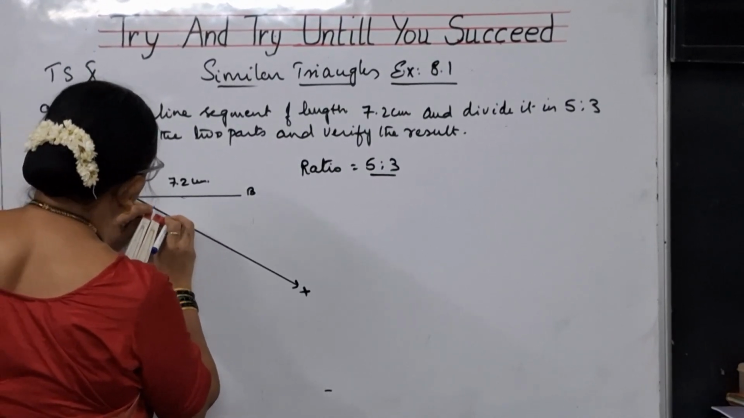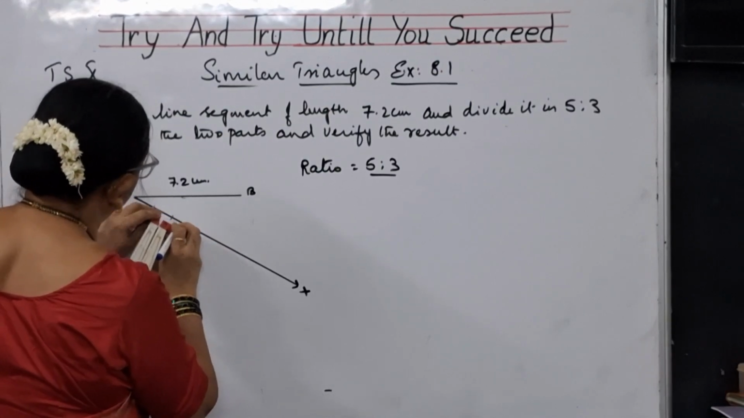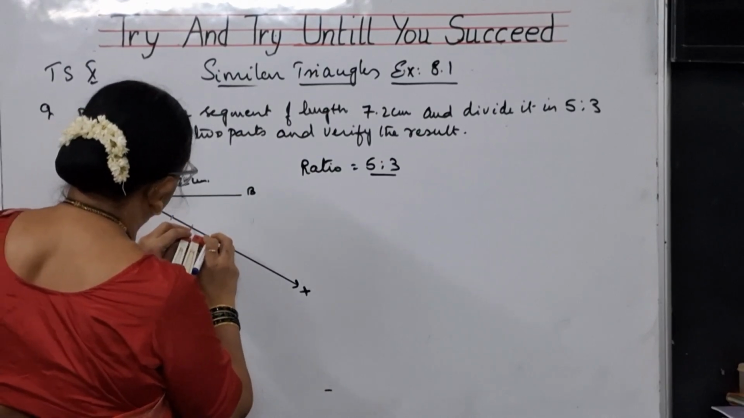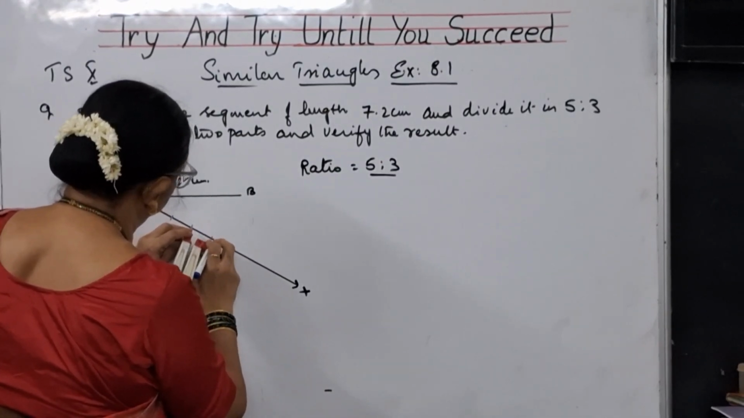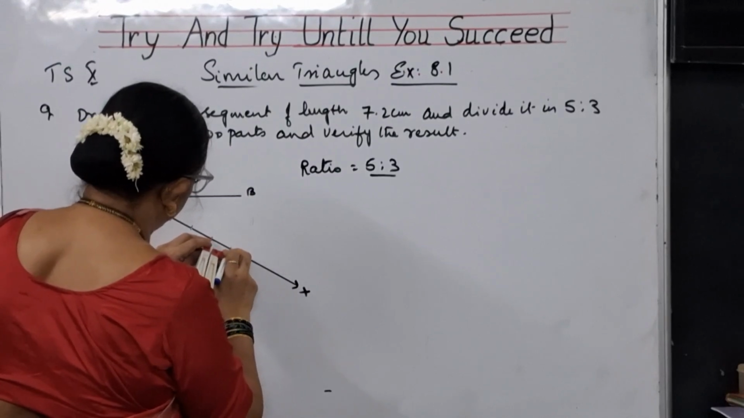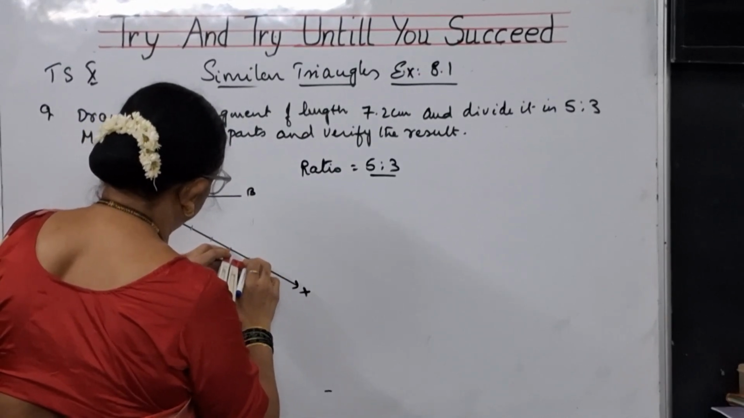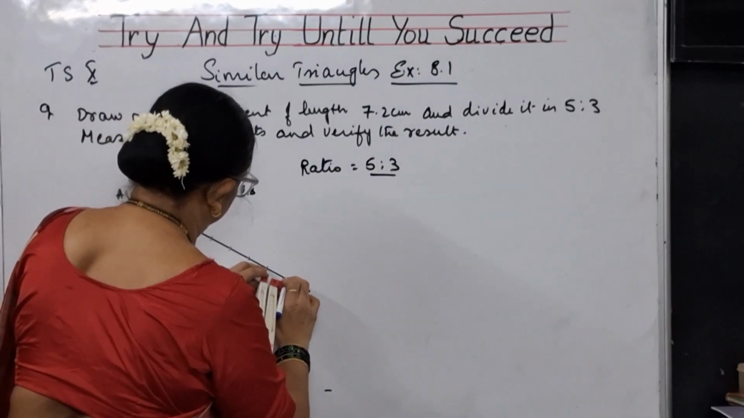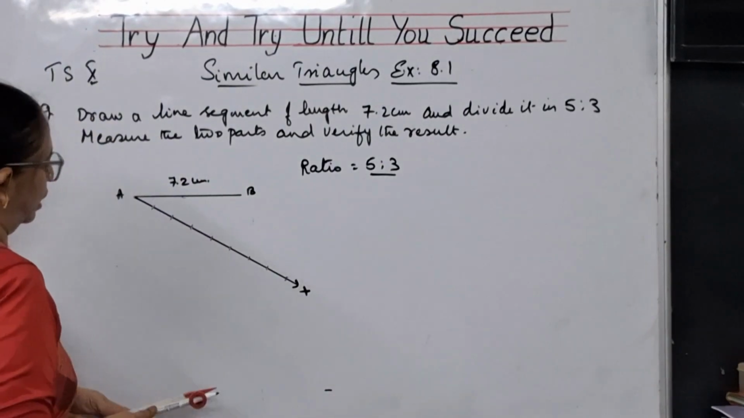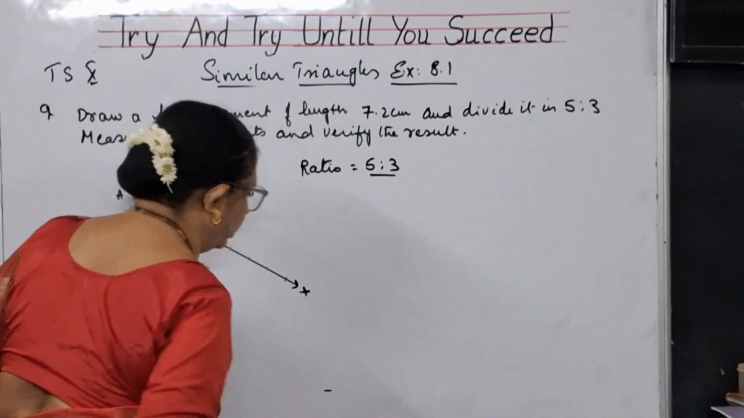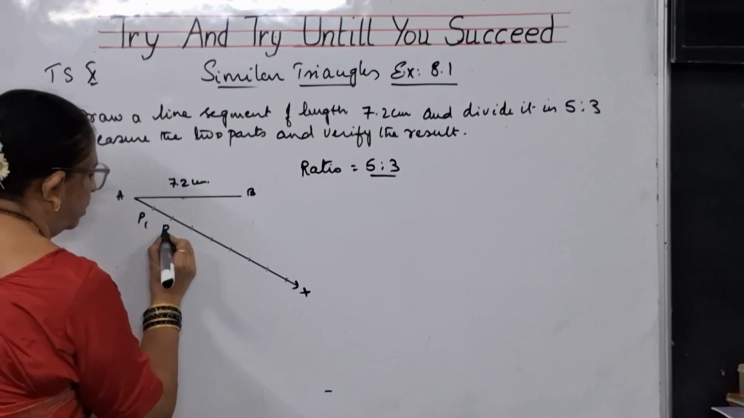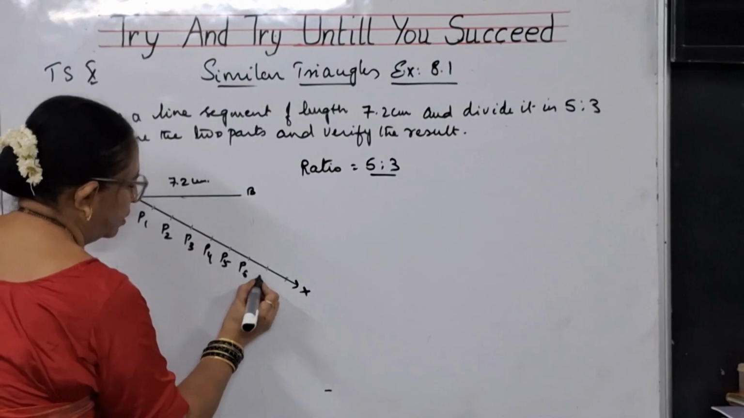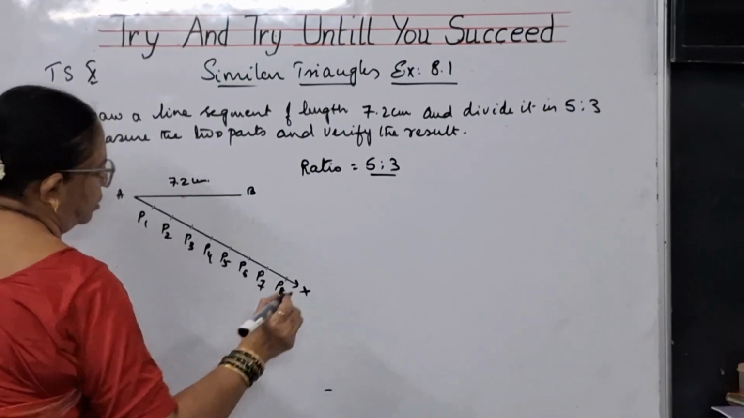So I am locating how many? 8 points. This is 1, 2, 3 and 4, 5, 6, 7, 8. So these are the 8 points that I have located. Let me write P1, P2, P3, P4, P5, P6, P7, P8.